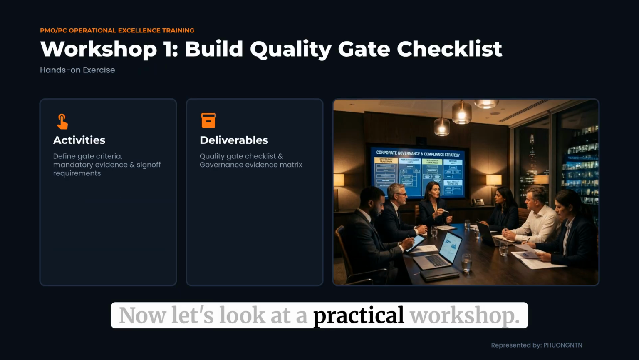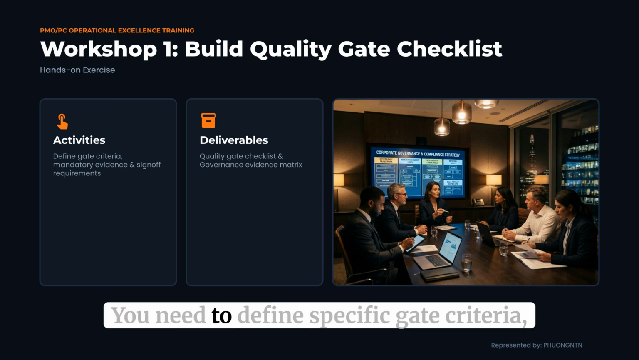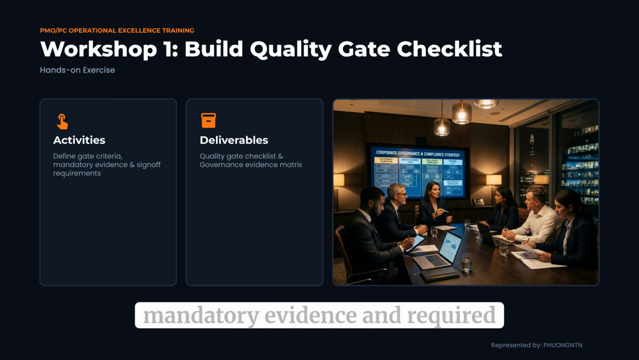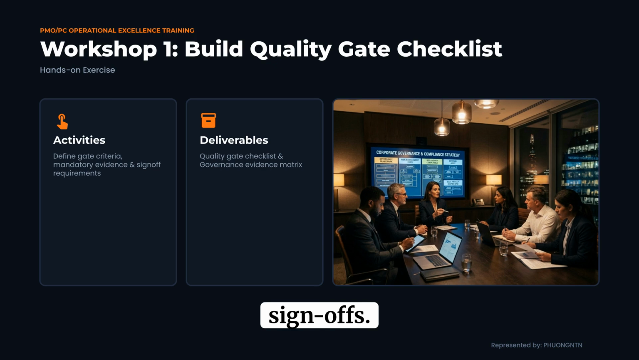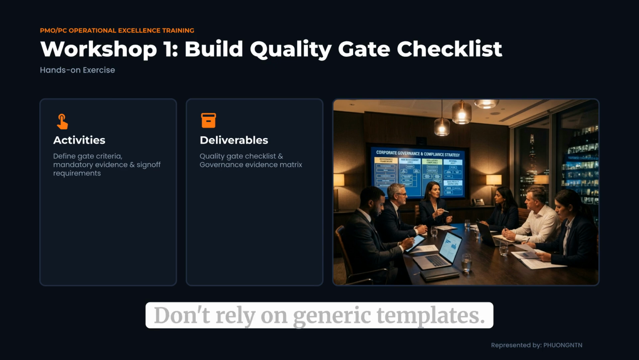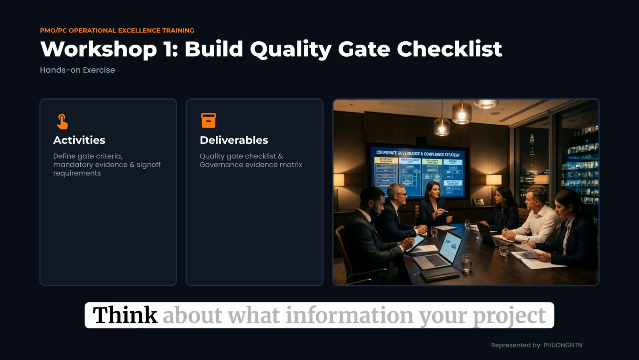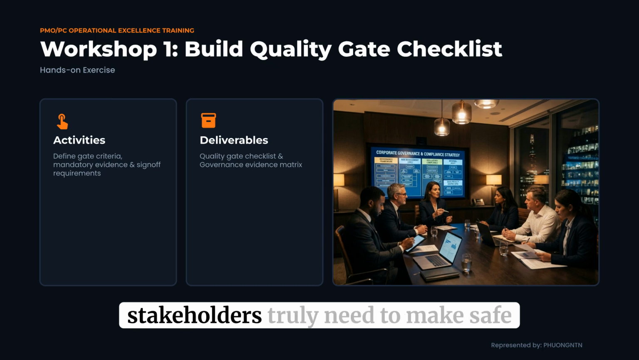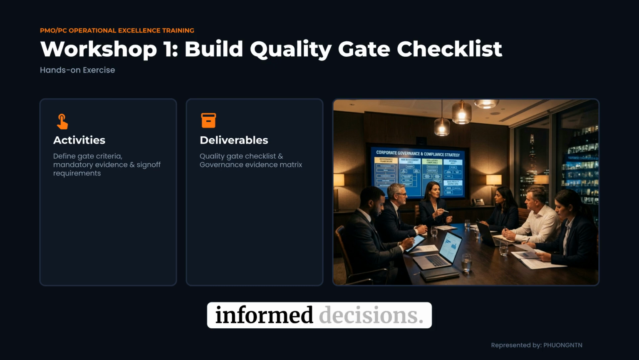Now let's look at a practical workshop. Your objective is to build a quality gate checklist. You need to define specific gate criteria, mandatory evidence, and required sign-offs. The deliverable is a comprehensive governance evidence matrix. Don't rely on generic templates. Think about what information your project stakeholders truly need to make safe, informed decisions.